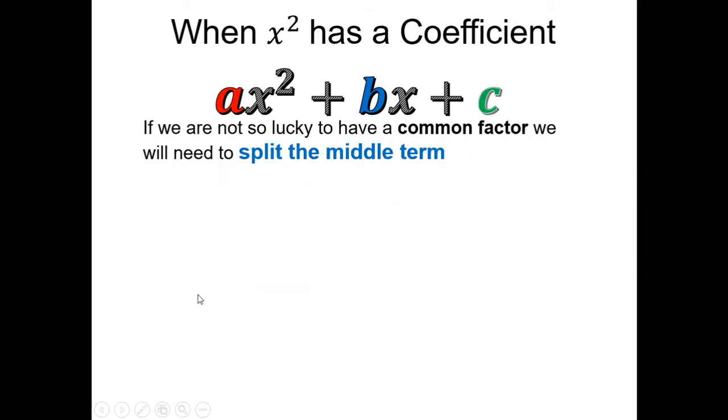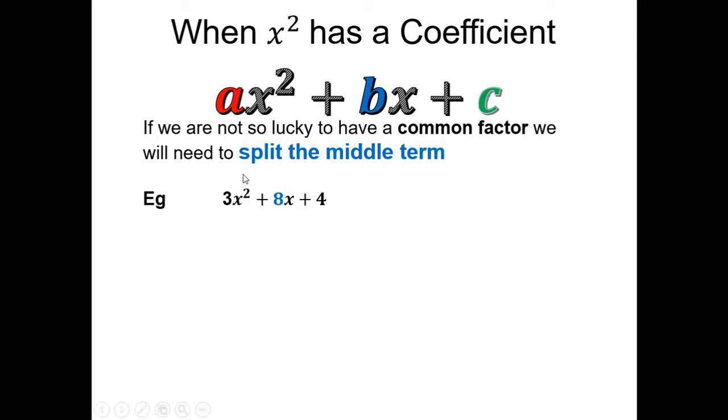Now, if we are not so lucky to have a common factor, we're going to need to split the middle term. Now, this is a process that you're going to have to get used to. It's a bit longer than what we've been doing before, so make sure you pay attention, you copy these steps down, and you follow them next time this comes up.